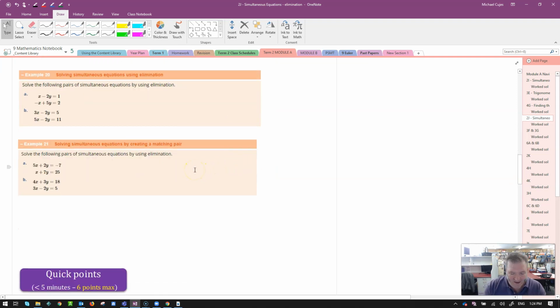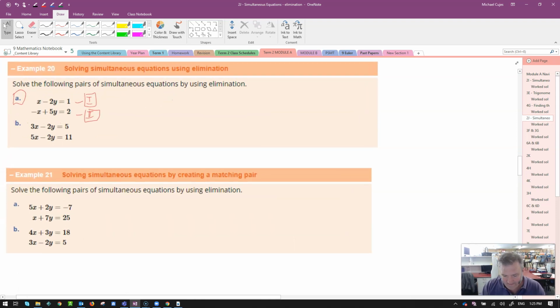All right, let's have a look here. Solve the following pair by elimination. So I'm going to do question A. And I'm still going to label my equations, equation 1 and equation 2, just like we did when we used the substitution method. Zoom in a little bit here.